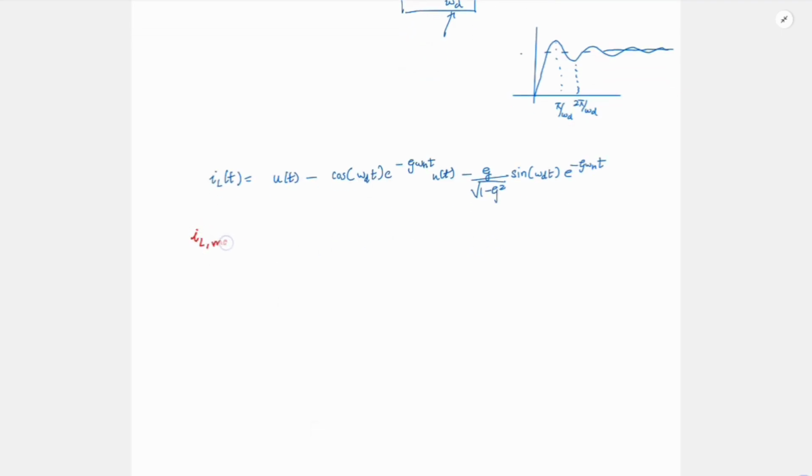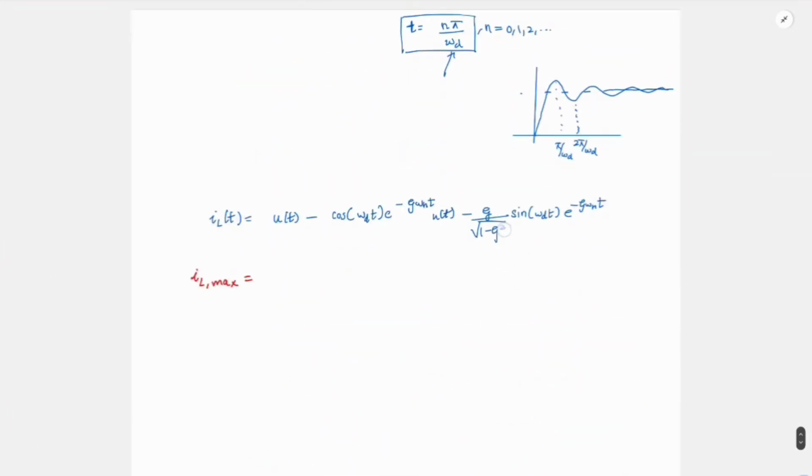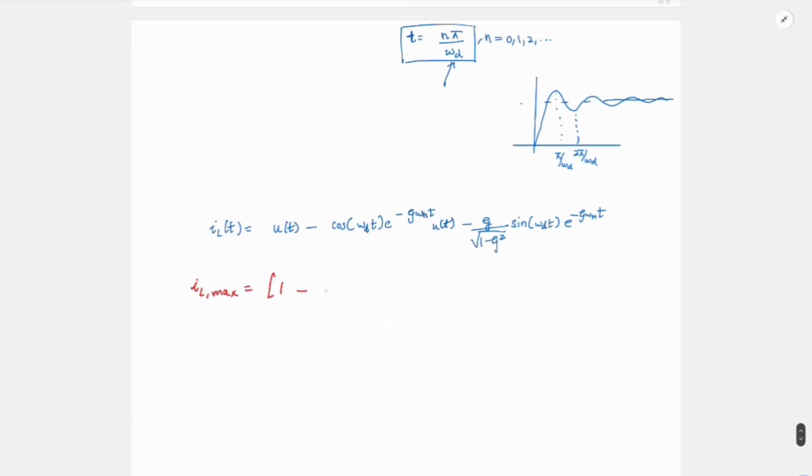So IL max is equal to, this is nothing but this, we simplified it previously anyway. We'll continue with this: 1 minus cos, here it is pi by omega d. So t equal to pi by omega d. So it will be cos pi e power minus zeta omega n pi by omega d, right? Minus zeta by root of 1 minus zeta square, and if you observe, this will be sine pi, right? Into some e power the same term. And sine pi anyway is 0. So this is going to go to 0.